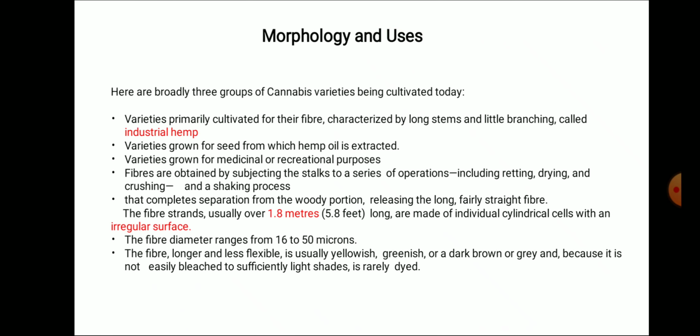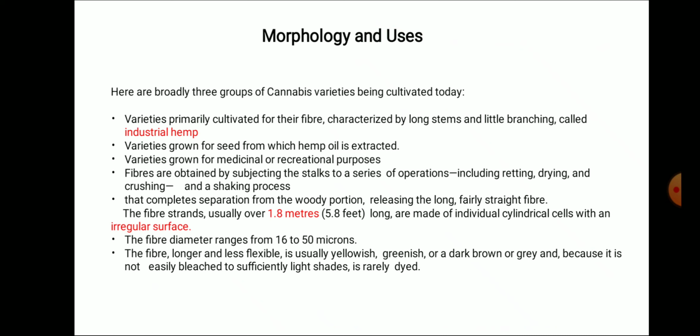There are broadly three groups of cannabis varieties being cultivated today. Varieties primarily cultivated for their fiber, characterized by long stems and little branching, are called industrial hemp. Then there are varieties grown for the seed, from which hemp oil is extracted. And varieties grown for medicinal or recreational purposes.